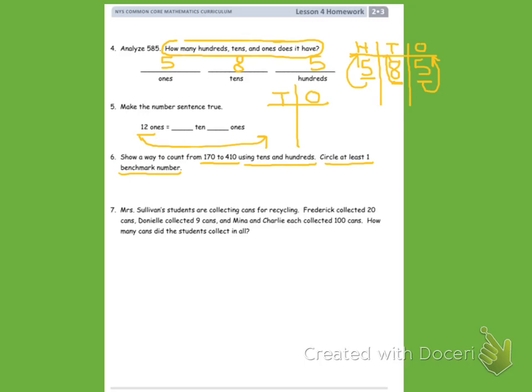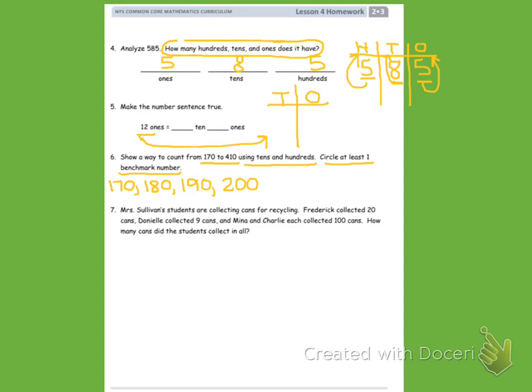Question 6 asks us to start with the number 170, so I'll write that first and put a comma. We put commas in between our numbers because we're making a list. If I want to get to 410 using tens and hundreds, it would be best if I use tens first until I get to a number that I would say when I'm counting by hundreds. So 170, 180, comma, 190, comma, 200.